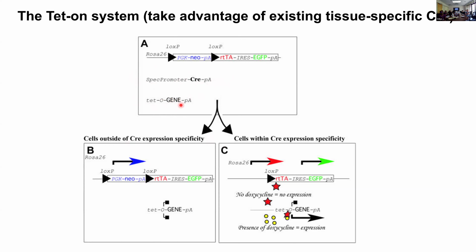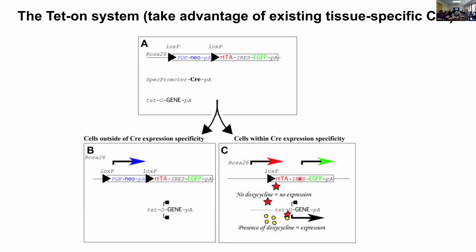When you have all this together, your Cre, once it sees this ROSA26 floxed rtTA, will immediately generate this. So the rtTA is now constantly present in the tissue and cell types you want it to be.